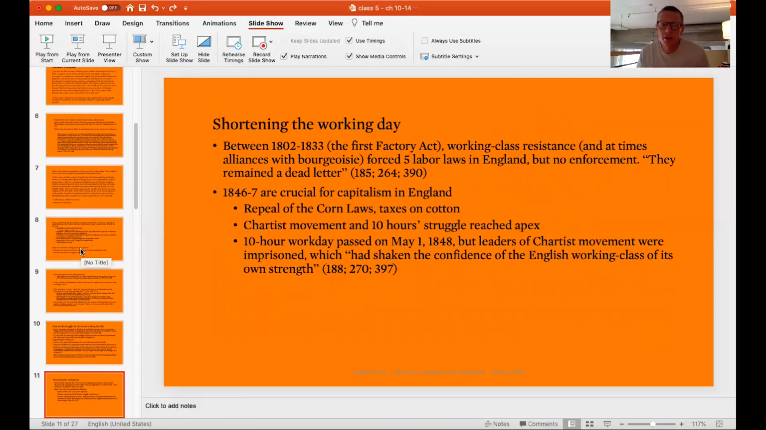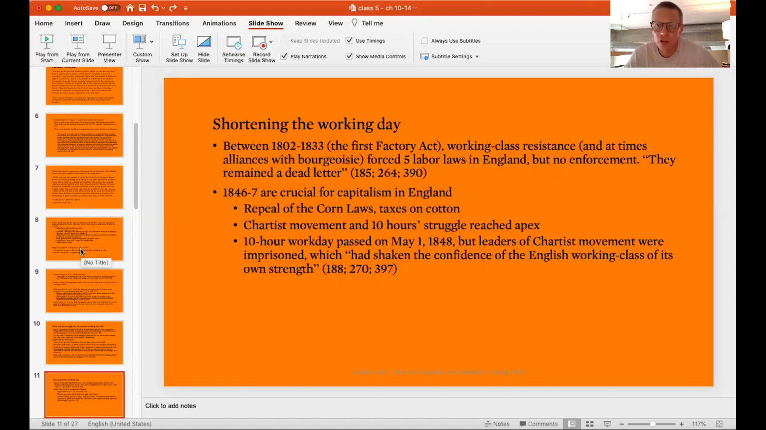So shortening the working day, this is what Marx is concerned with. He takes us through a series of factory acts beginning in 1802 and ending, I think the last one is in 1853. And the first factory act is in 1833, and it's the result of working class resistance, and at times alliances with the bourgeoisie. Part of this had to do with the working class leadership making a deal with the capitalists in order to increase bourgeois representation in the English Parliament.